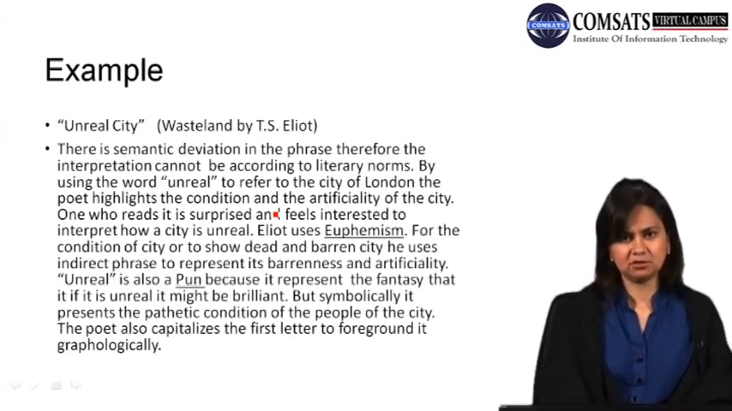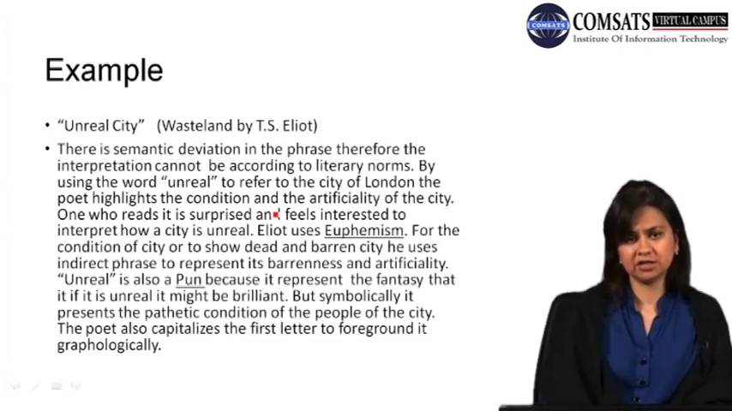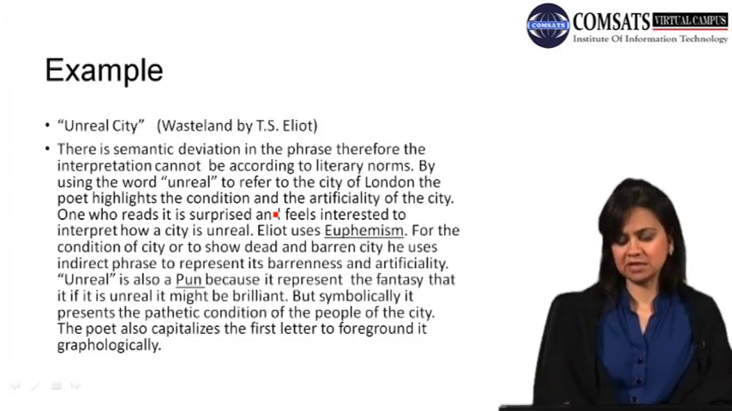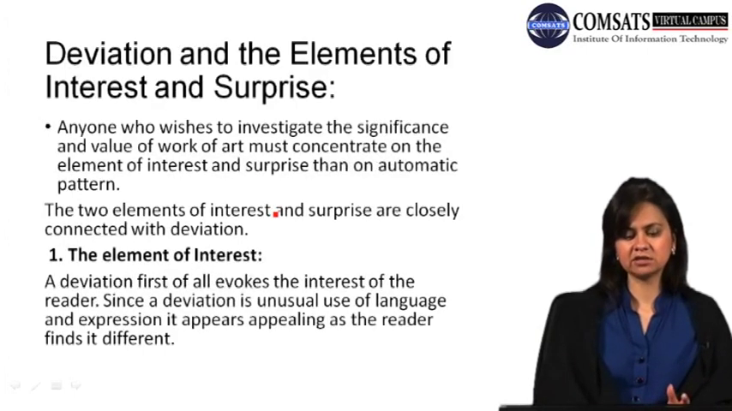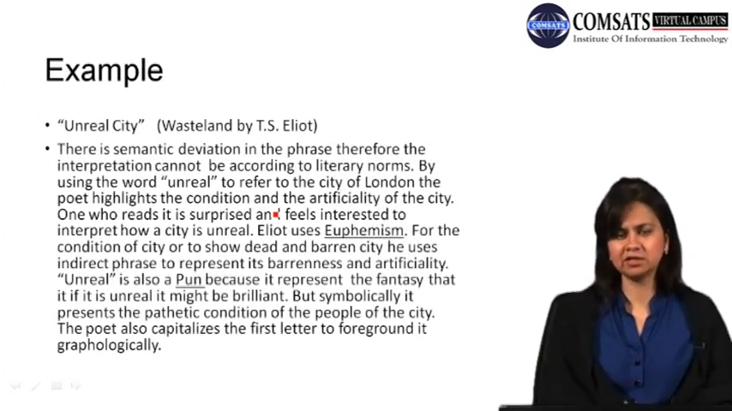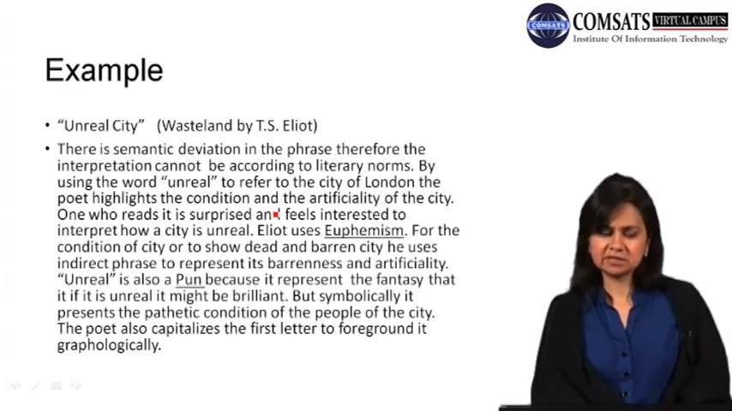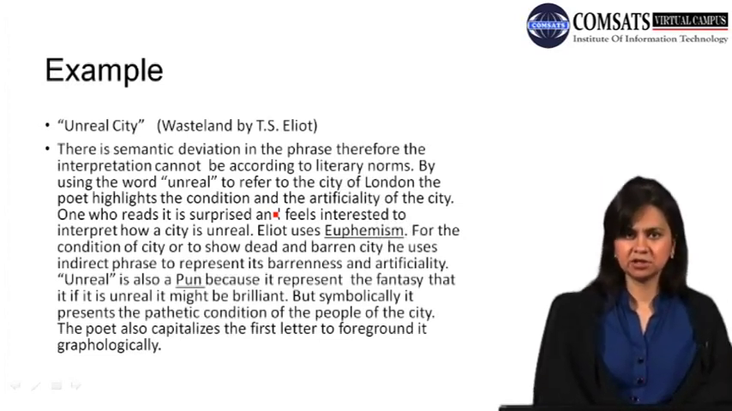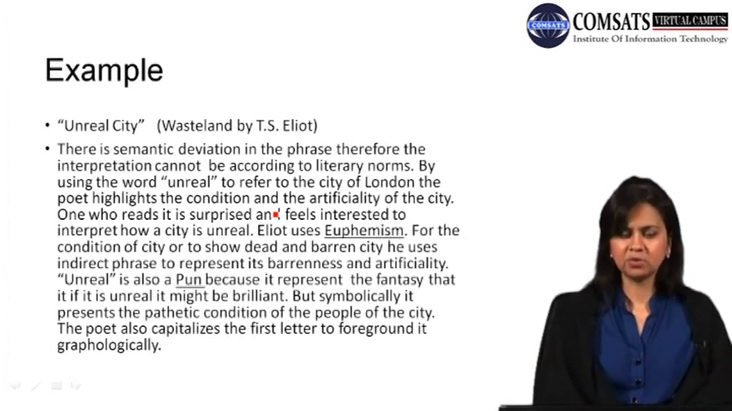Now let us observe this example of deviation and see how it creates interest for the reader and how it is also associated with surprise. Now the first element of interest that we are looking at is that it makes the reader feel interested to know what it is that is unusual and strange, which I as a reader did not know earlier. Observe this example, the phrase unreal city, taken from T.S. Eliot's poem The Waste Land. In The Waste Land, Eliot refers to London, the city of London, as unreal city. Now this phrase is complicated and deviant too.